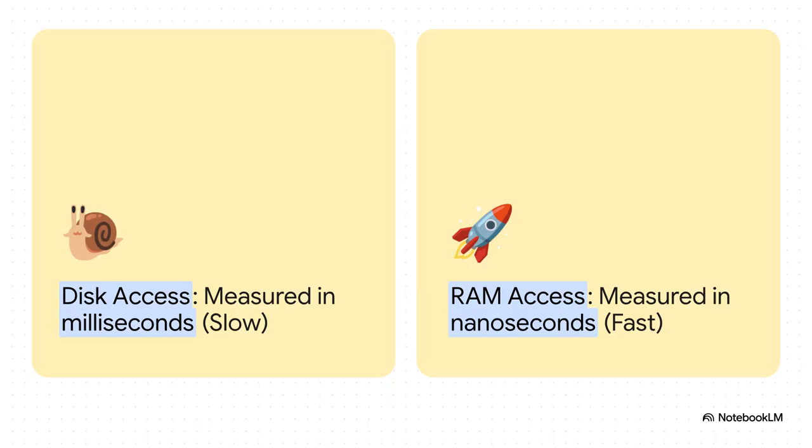Check this out. Getting data from a disk is measured in milliseconds. That sounds pretty fast, right? But getting that same data from RAM, that's measured in nanoseconds. It's not just a little faster, it's thousands of times faster. It's not even a fair fight. So, for SQL Server, the name of the game is simple. Get data into RAM and keep it there.